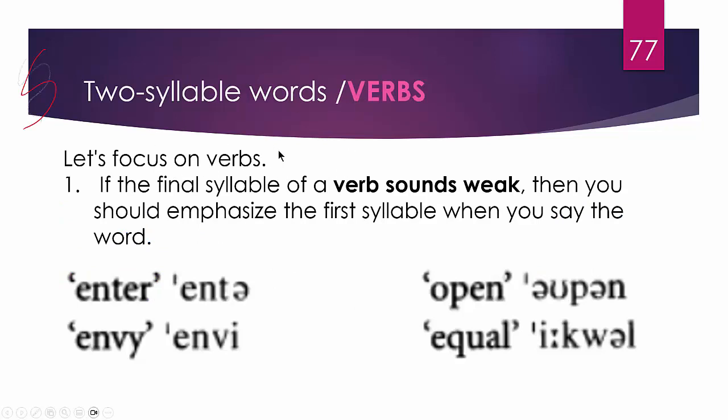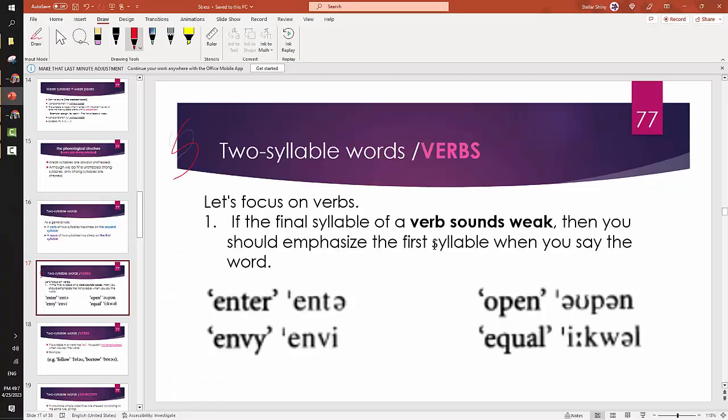Let's focus on verbs. If the final syllable of a verb sounds weak, then you should emphasize the first syllable when you say the word. It's a bit complicated, so I will explain it in simple words. We are talking about the exceptions. As verbs, the stress is on the second syllable.